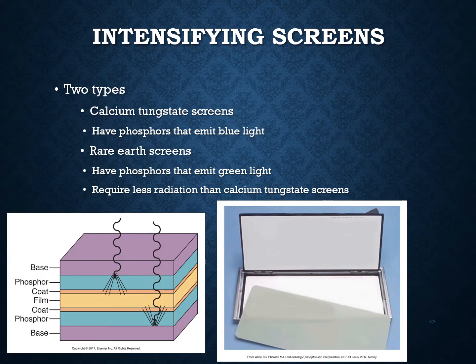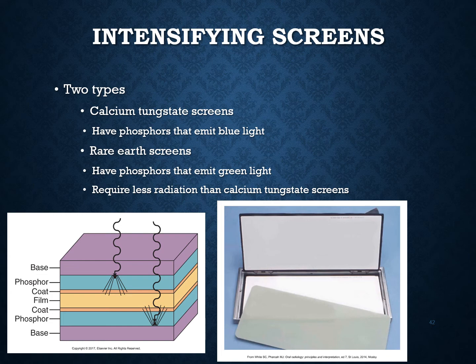There are two kinds. There are calcium tungstate screens, which have phosphors that emit blue light, and the rare earth screens, which have phosphors that emit green light. Rare earth screens require less radiation than calcium tungstate screens. Okay, so rare earth screens would be better.